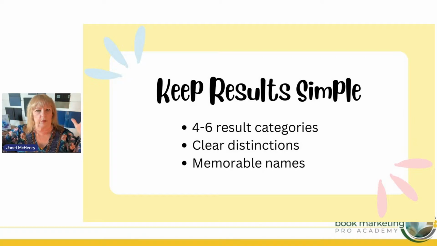Don't have more than 4 to 6 eventual result categories, and make sure that each of those categories has a clear distinction from the other ones that you are creating. Give those memorable names as well. I think even 6 is way too many; 4 is great. 4 is a perfect number. Too many results can overwhelm and confuse someone, and it begins to feel like the lines are fuzzy between those different categories of the results.